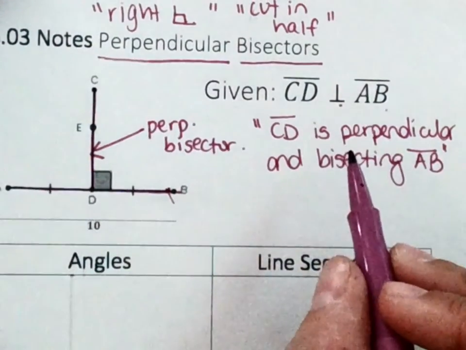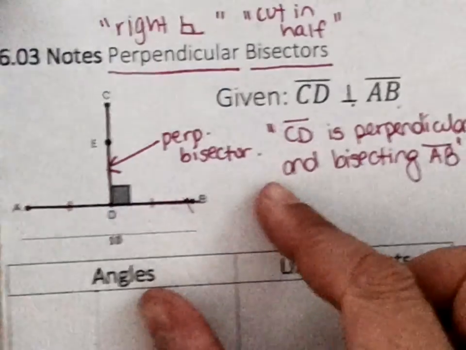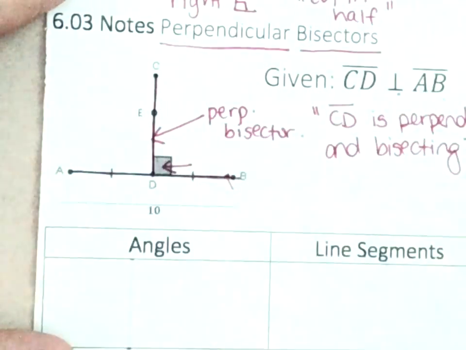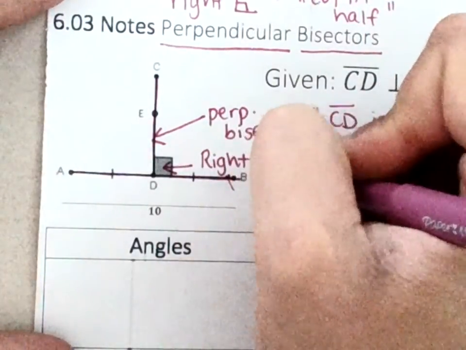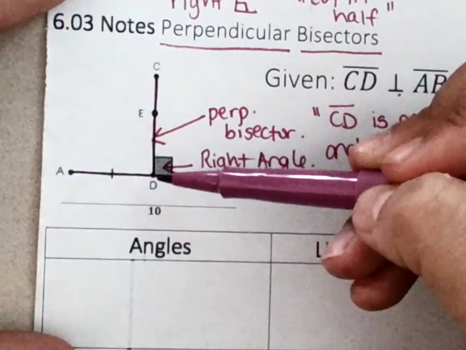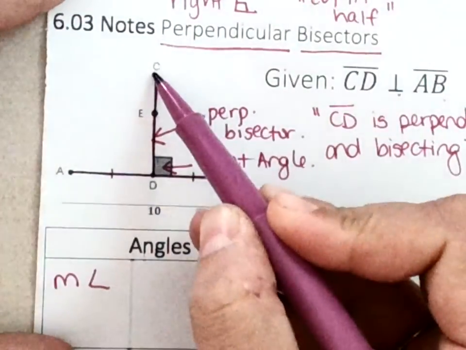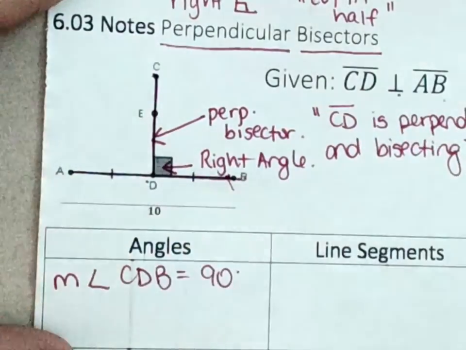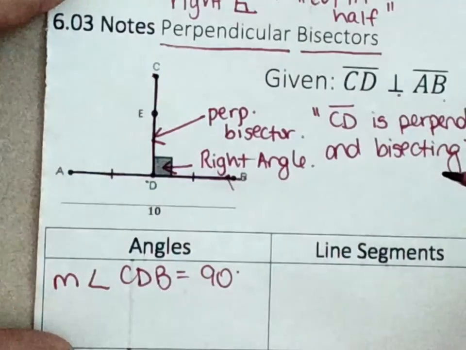So when this happens, there's a few things we can say about the angles and the line segments. We'll start with the angles. You'll see that we already have one of our angles labeled as a right angle. When one line is perpendicular to another, it creates a 90-degree angle. So we can say the measure of angle CDB is equal to 90 degrees because we know that this is perpendicular to this line and also because of the image, the little box.